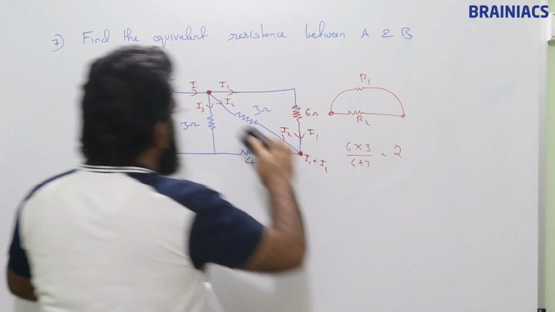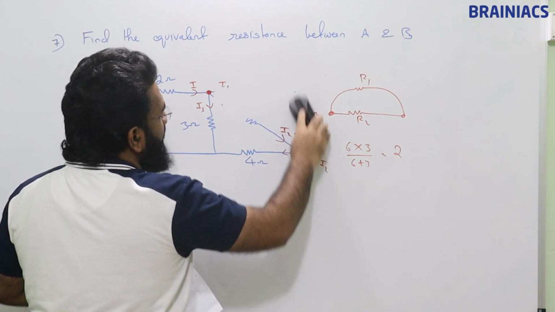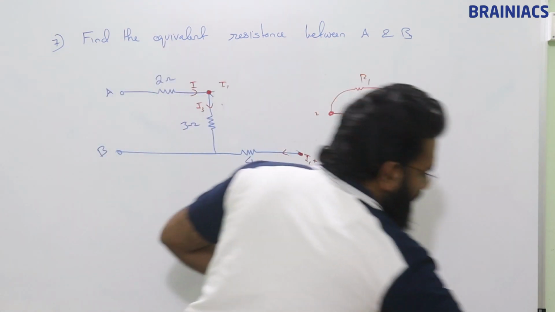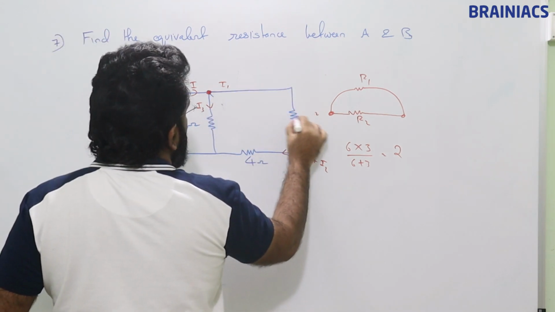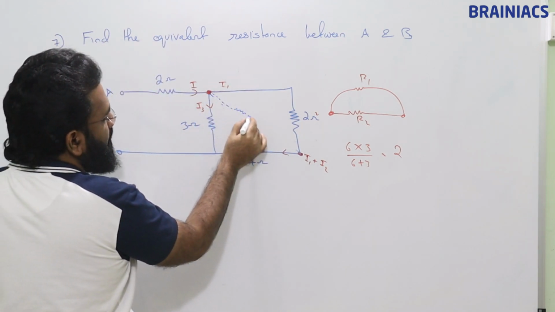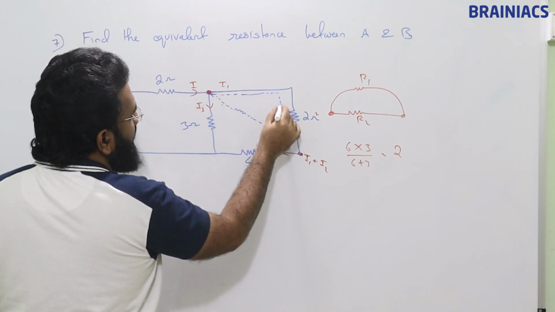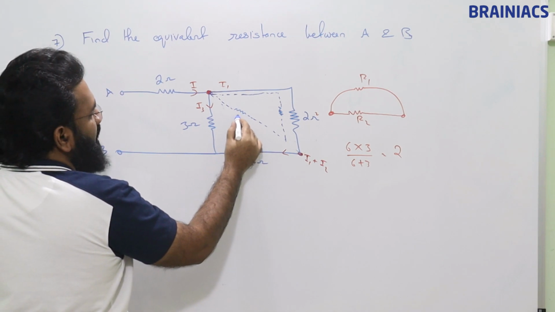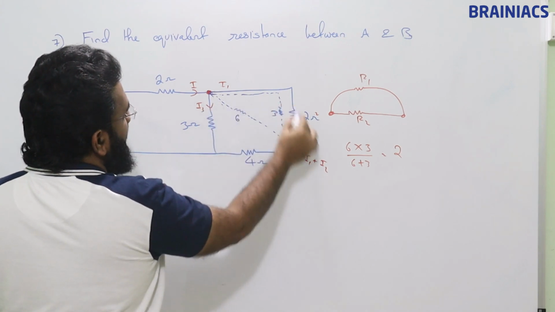These two we will combine and make into a single resistance in parallel, which is 2 ohm. So this was how it was actually. This one is the parallel of 6 and 3, so across this junction we made it into 2 ohm.